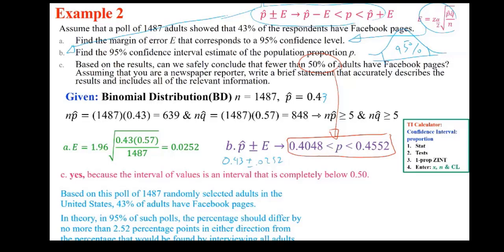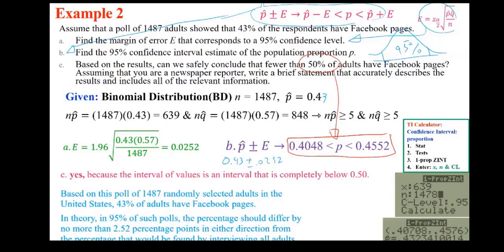So you click on stats and you find the stats, then you go to the right until you hit tests, and you come on down to find one prop, that means proportion, Z interval. You have to go down and then you plug in those numbers, X and N and confidence level, and it will give you this. So one prop, Z interval, calculate, and it gives you the interval.